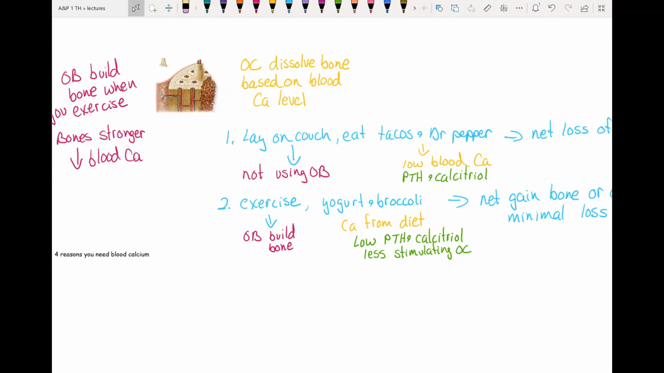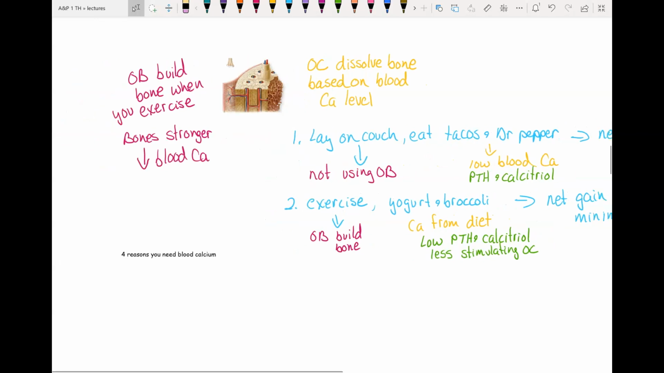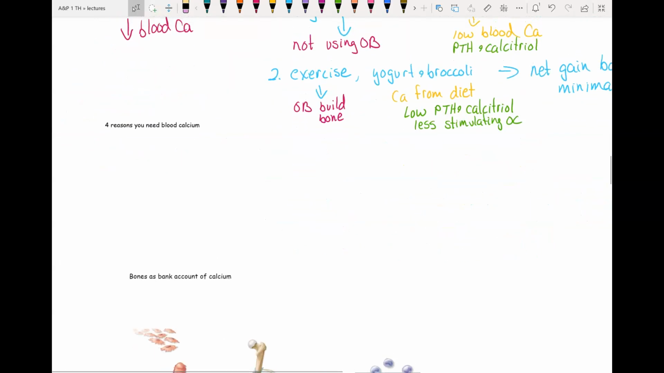Okay, so we've been talking about putting calcium in the blood. Let's look at why you need that. There are 4 main reasons why you need blood calcium. Your heart relies on calcium in order to beat. And we will cover this quite a bit in chapter 19, but in order for your heart to beat, it has to have access to calcium from your blood. Your neurons use calcium to secrete neurotransmitter.